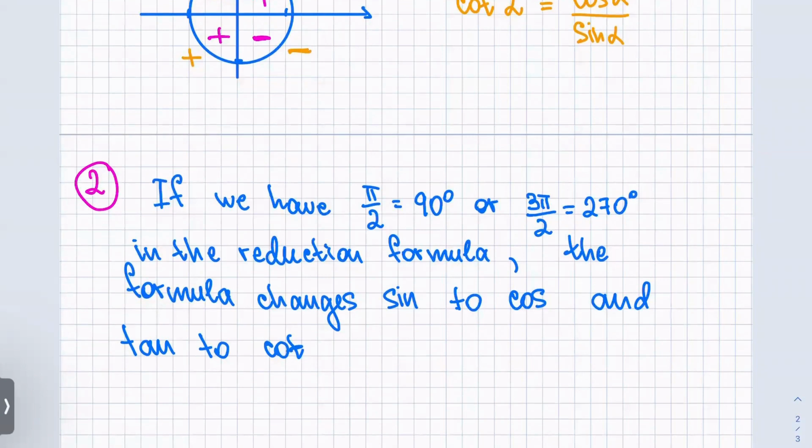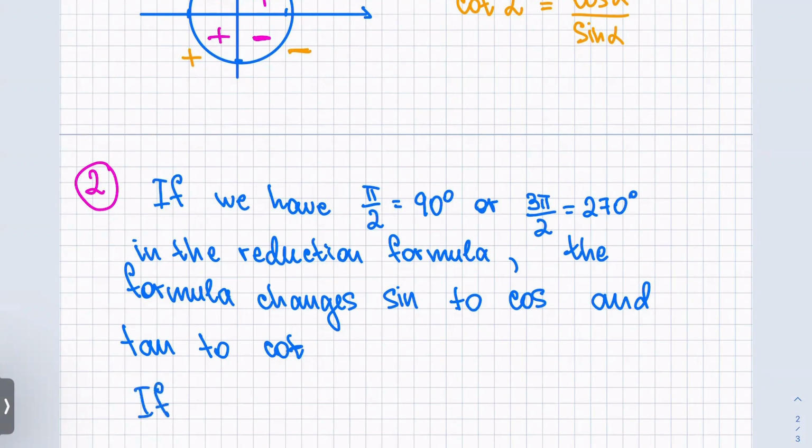If you have sine in your formula, then it will change to cosine. If you have cosine in your formula, it will change to sine. And the same with tangent and cotangent. And this happens, dear students, only if you have in your reduction formula the pi over 2 angle, which is 90 degrees, or if you have 3 pi over 2 angle, which is 270 degrees.